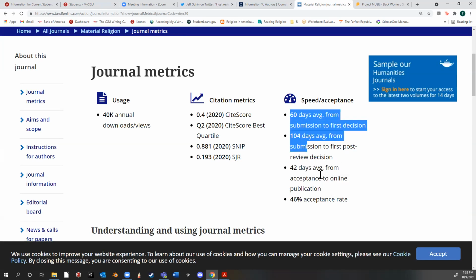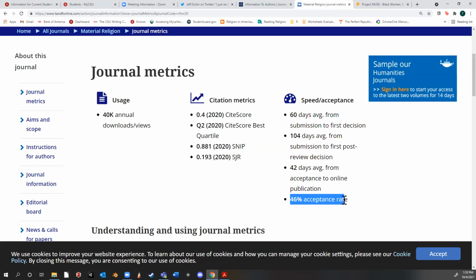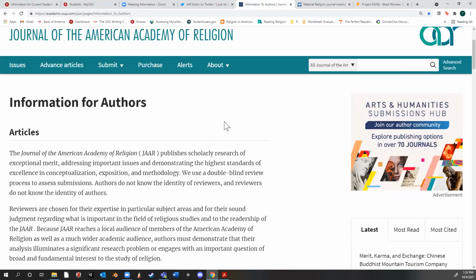So you put those all together, and on average, it's about 200 days from when you first submit your article to when it gets published, if everything goes right. I would imagine that these are pre-COVID numbers, so let's call it a year, okay? And then they have a 46% acceptance rate, okay? So you can find that in different places. Not every journal publishes that information about themselves.